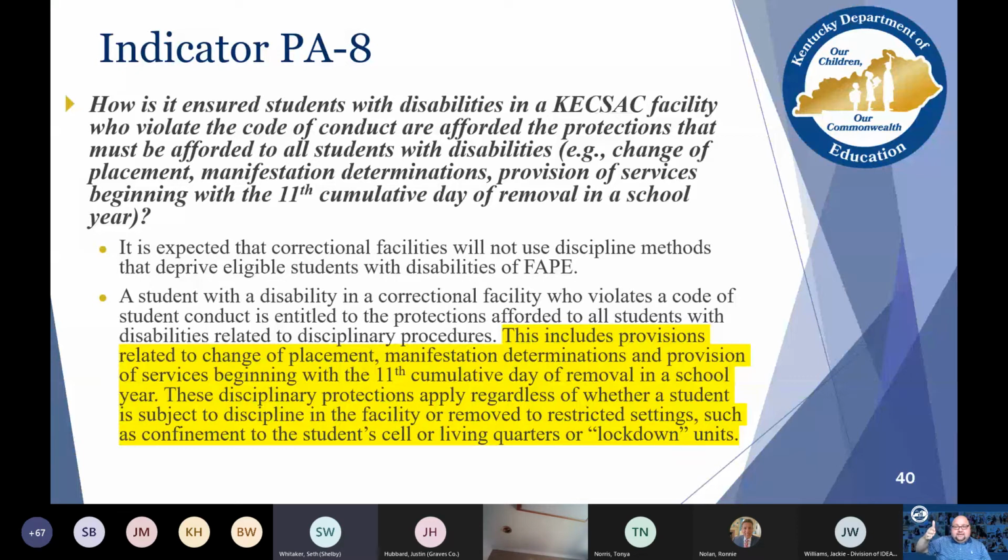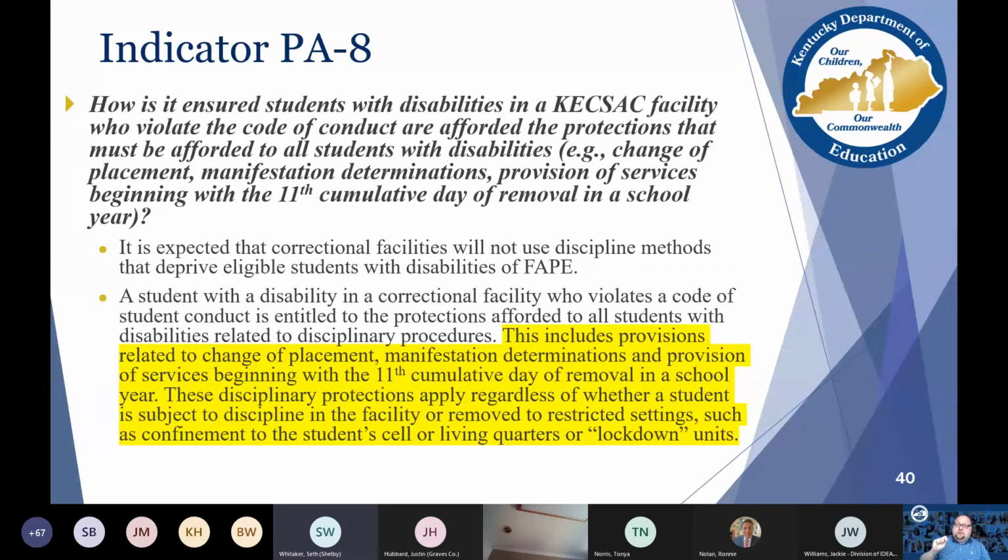So you may get a kid who has been removed in excess of 10 days, greater than 10 days, who is a special education kid. A manifestation determination has to be held. It's not an option. Make yourself familiar with manifestation determinations. If you are not, this is one of the biggest issues that we see.